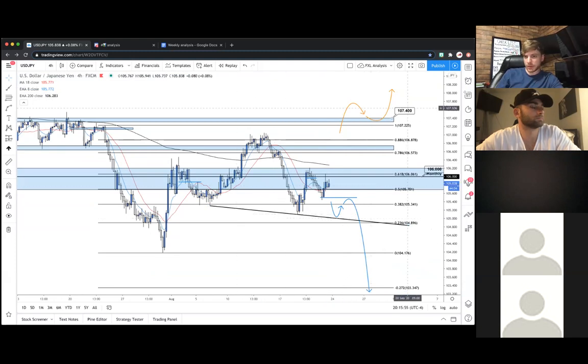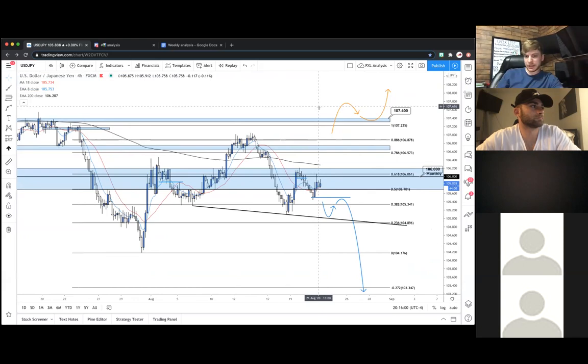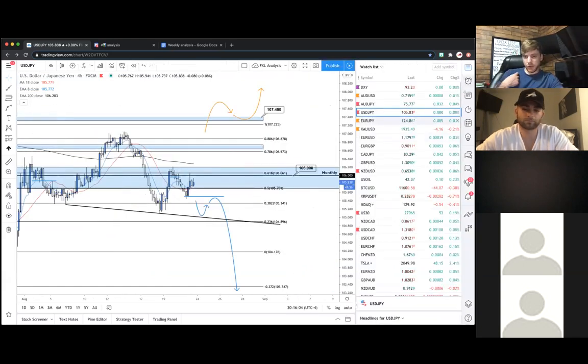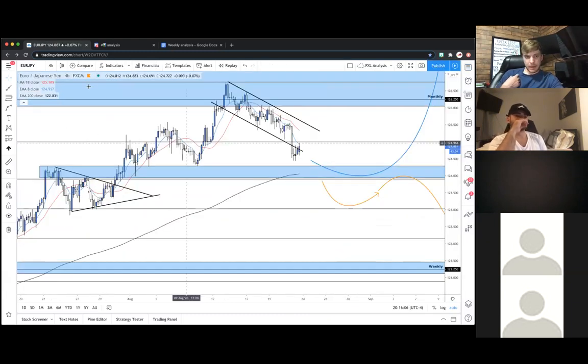Nice head and shoulders pattern, pretty textbook. But yeah, we'll post this one as it develops and gets closer to execution. All right, so that's UJ. Let's keep going. I got two more for you, EJ and gold. EJ is looking really nice. Been waiting on this one for a minute.